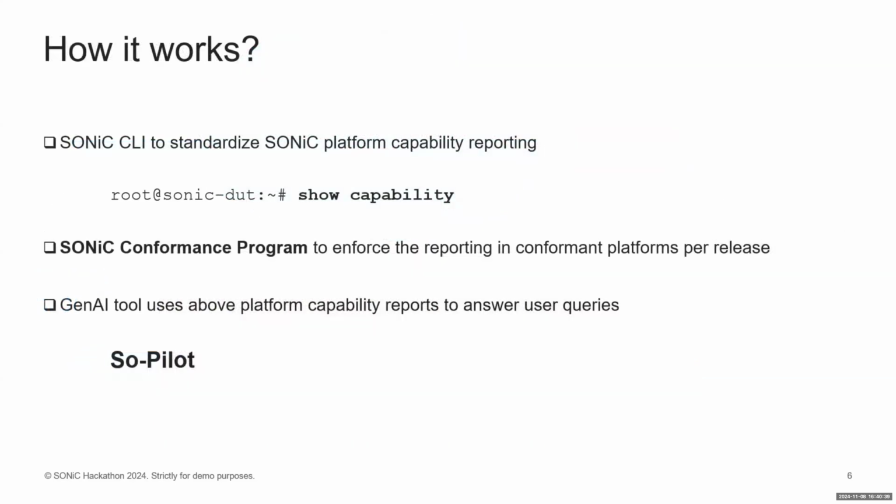We first create a CLI in SONiC that standardizes platform capability reporting. Next, we include this report generation as a part of the SONiC conformance certification process. Lastly, we create a GenAI tool that uses the above platform capability reports to answer natural language questions about equivalent SONiC features and support in a given platform.